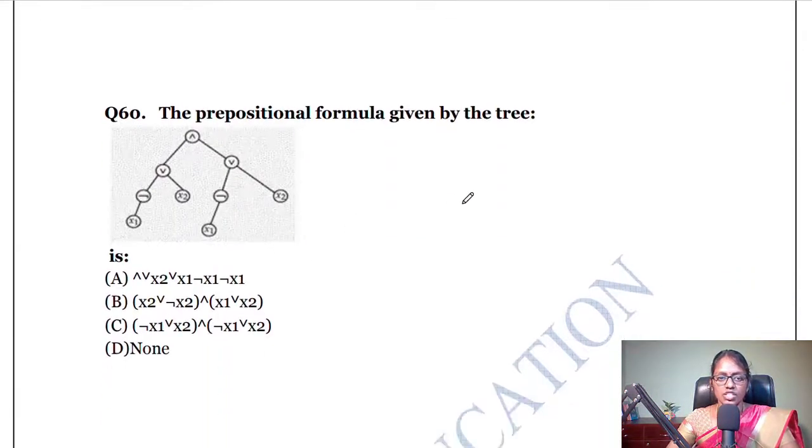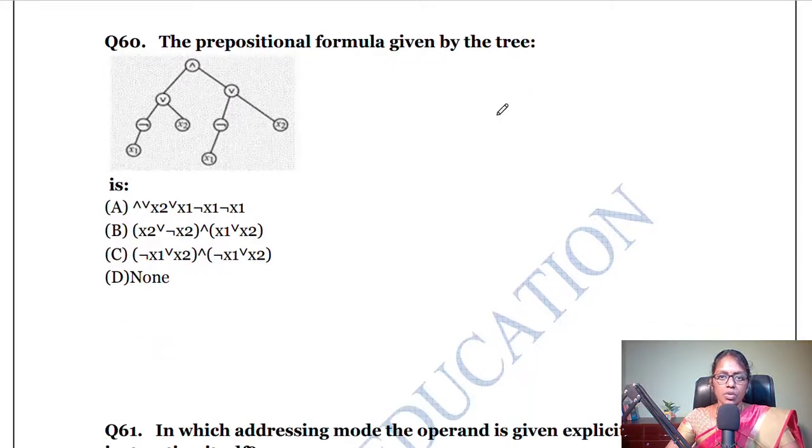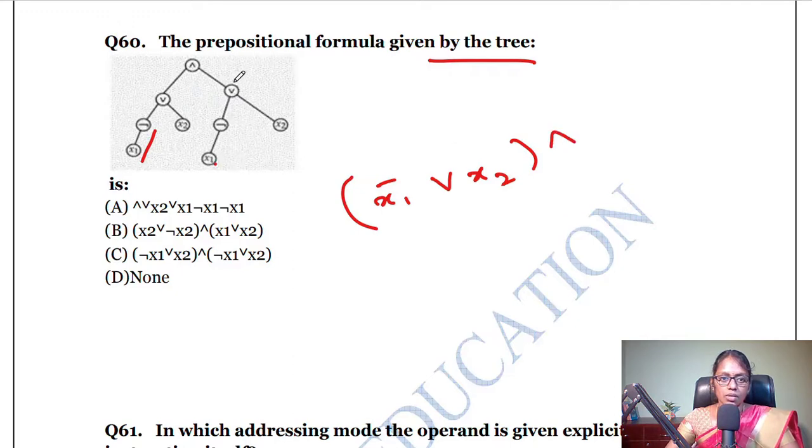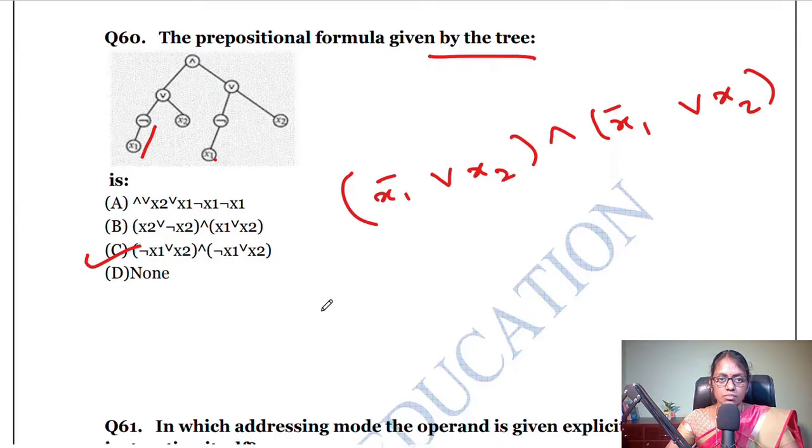The next question: the propositional formula given by the tree. This is a tree, and we have to get the value. x1 bar or x2, then this is a group, and then x1 bar or x2. So left, root, right. Where is this x1 or x2? This is available in option C.